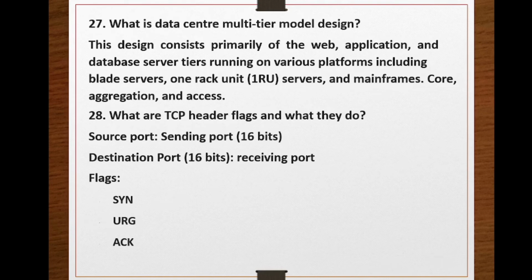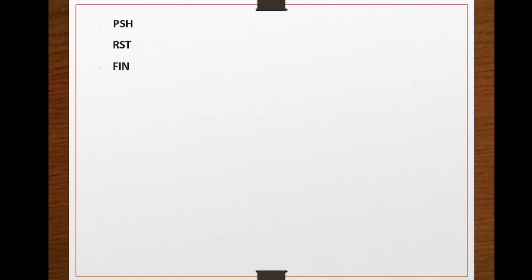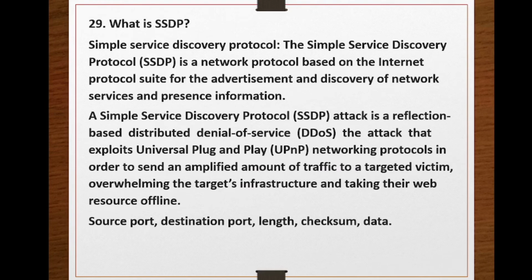You can usually find out what the SYN flag is. Initial communication begins with the SYN flag. Urgent is used if the packets need to be sent with high priority. Acknowledgement is the reply you get from the server. So these are the different flags in TCP.